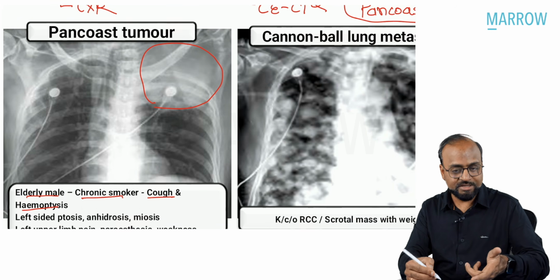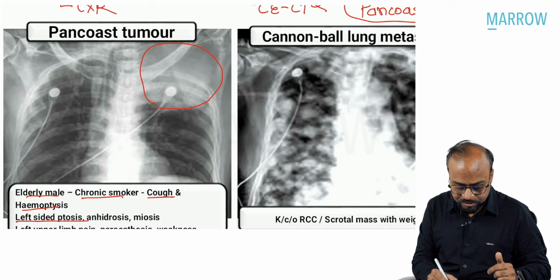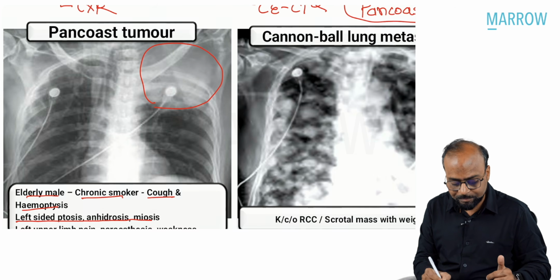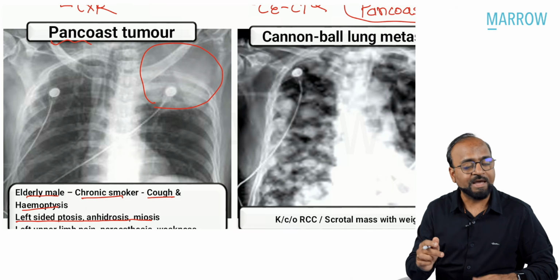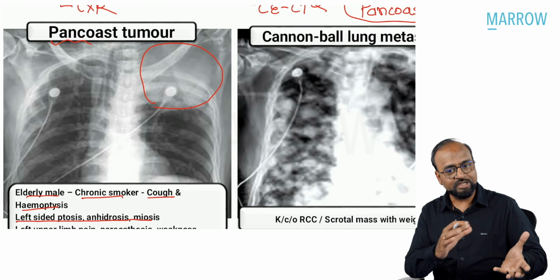Because in this image, there is a left-sided apical mass. The patient presents with left-sided Horner syndrome, left upper limb pain, paresthesia, and weakness because of the invasion that we discussed. This is typically a Pancoast tumor. The same findings in your exam were on the right side.